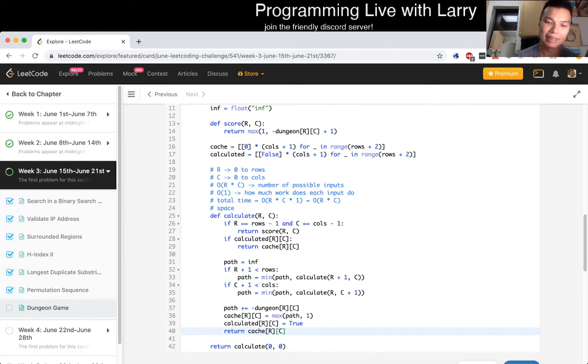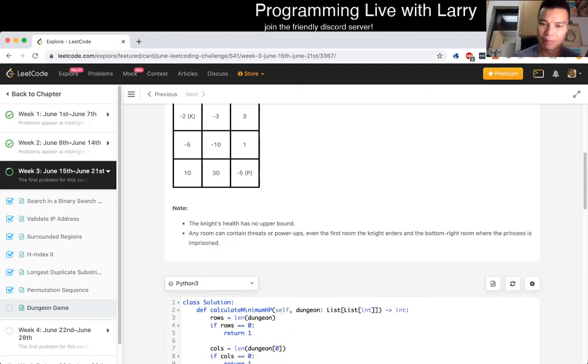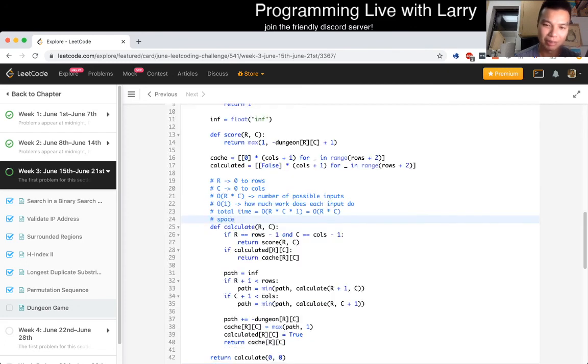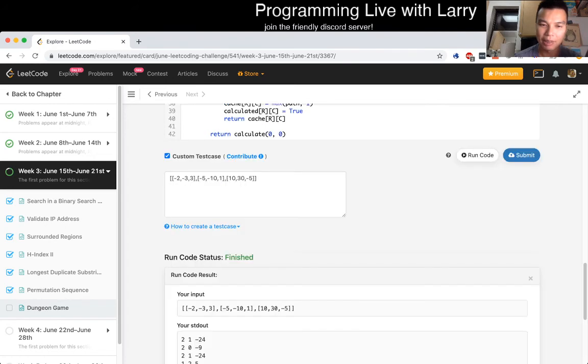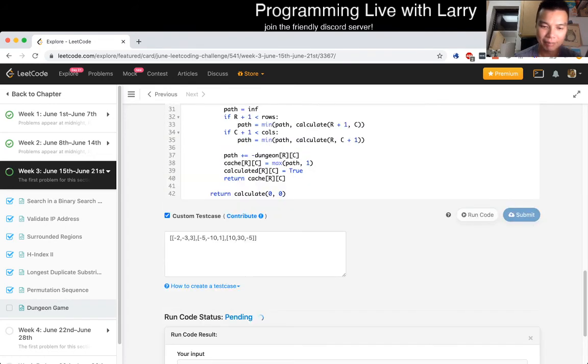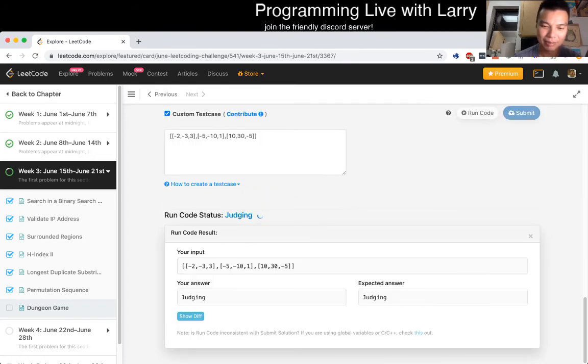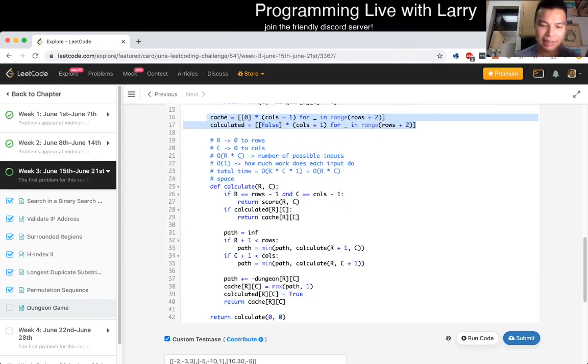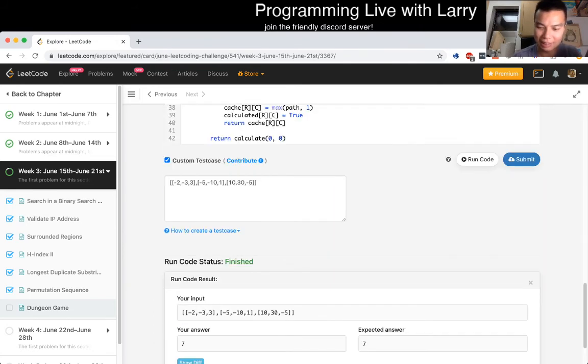And going back, the space complexity is going to be O of n times m, or rows times columns, because that's how many cells we have in the matrix. We have 2 of these matrices, but otherwise it's the same. So let's run it again, just to be sure. Okay, it looks okay. Let's test some base cases, or edge cases rather.